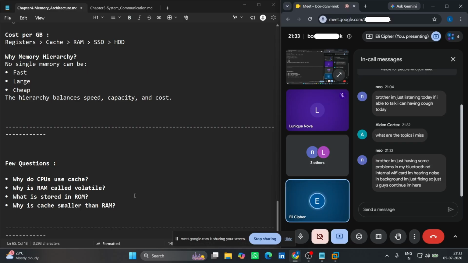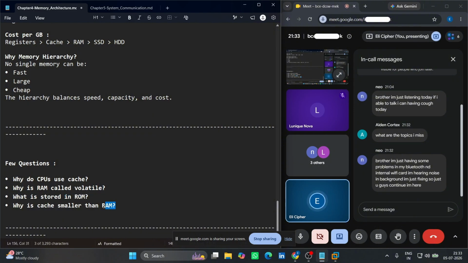Okay, Lunik, did you get what is boot? Boot is a process through which our machine will start. Simply, you can understand it like that. ROM stores all the essential information, or you can say BIOS, so that our machine will boot as fast as it can.